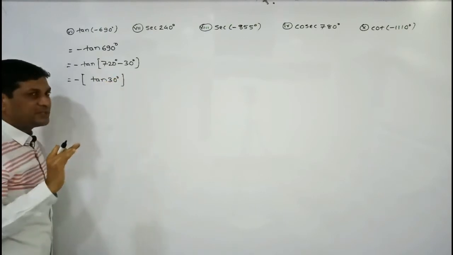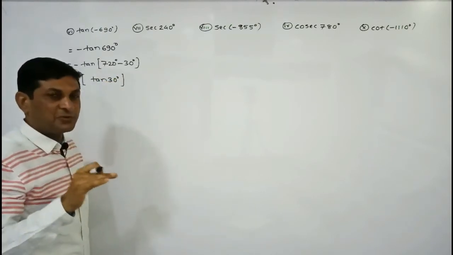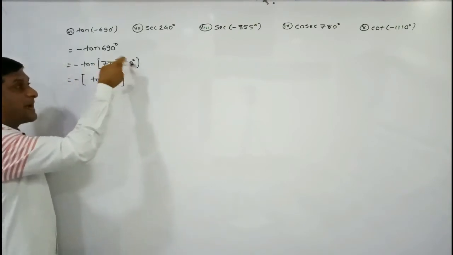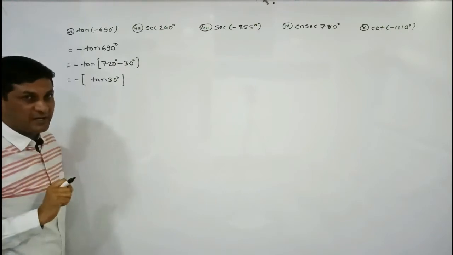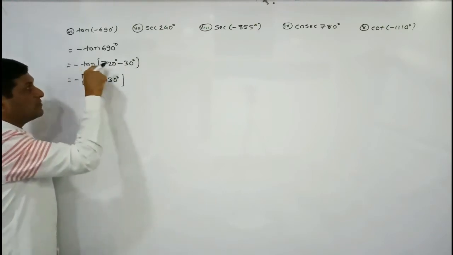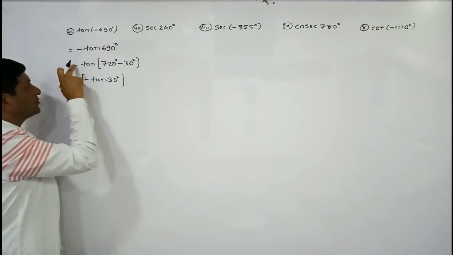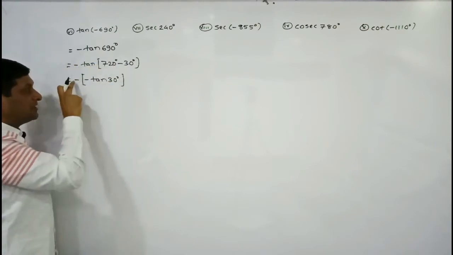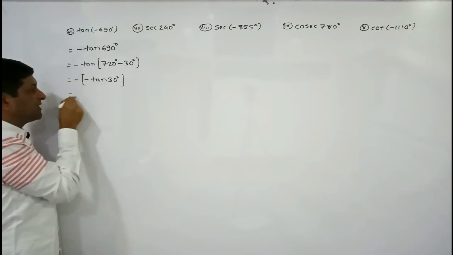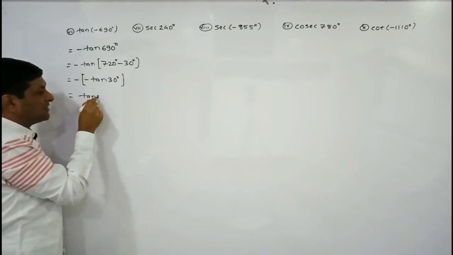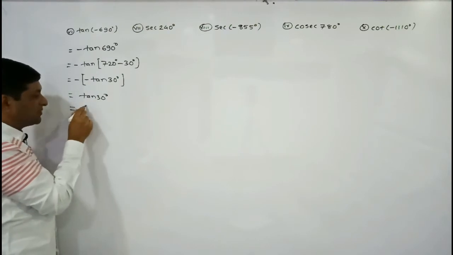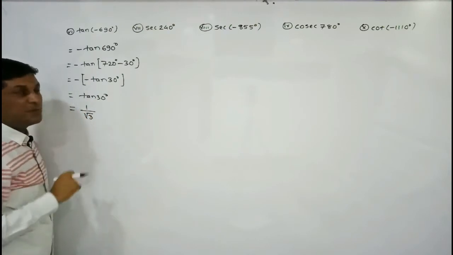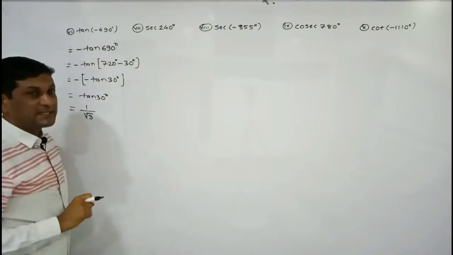Now remaining part is just to check whether this value is positive or negative. Here 4 pi minus theta means fourth quadrant, and we know that in the fourth quadrant value of tan is what? Negative. So the minus from before was already there, and this value has come negative. Now what we are getting, minus into minus will become plus, plus tan 30 degree, and we know that tan 30 will be equal to 1 by root 3. So in this way we have got the value of tan minus 690 degrees.